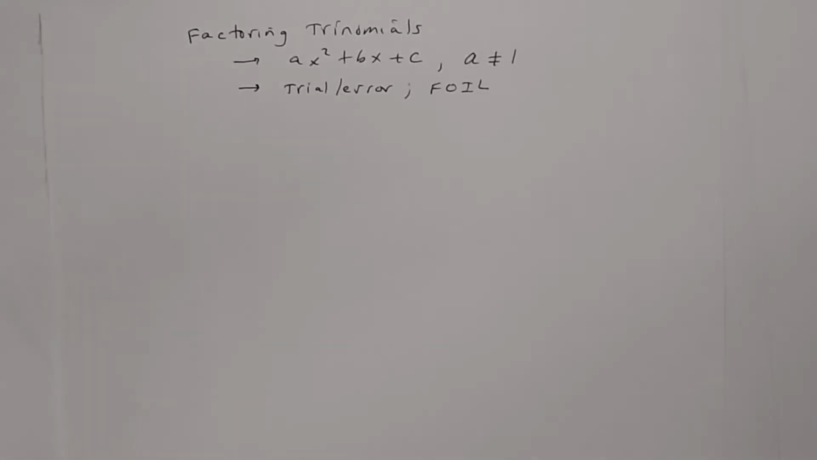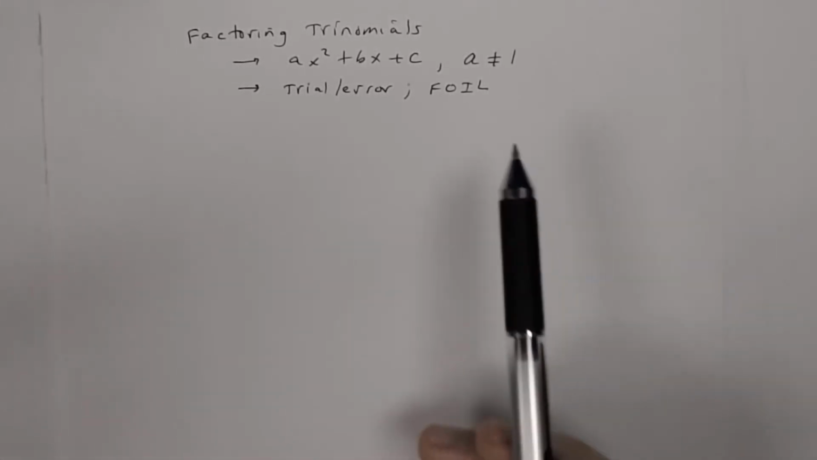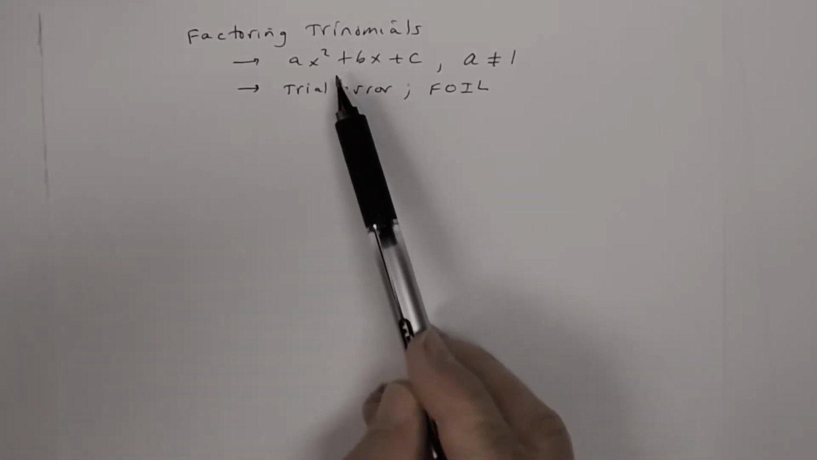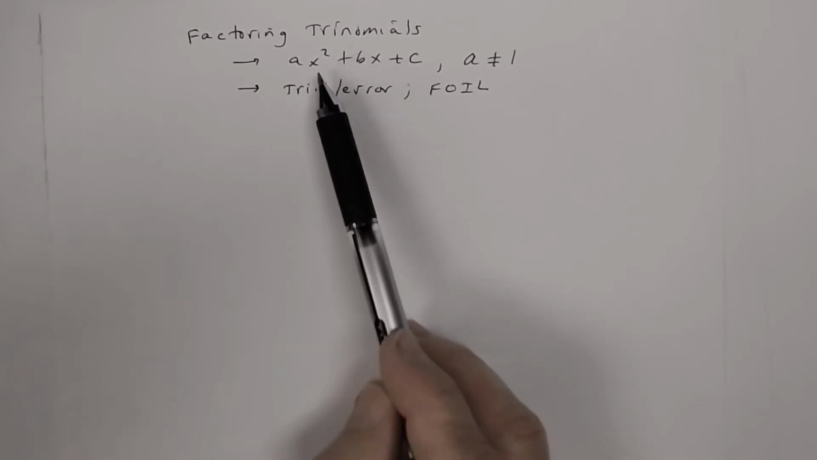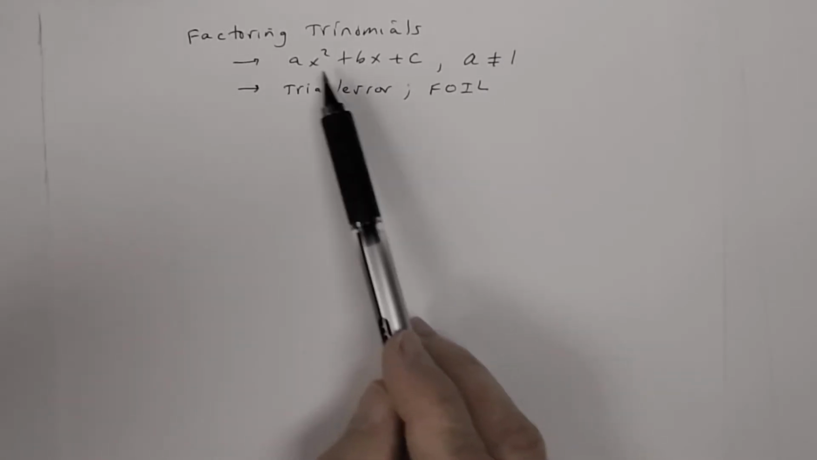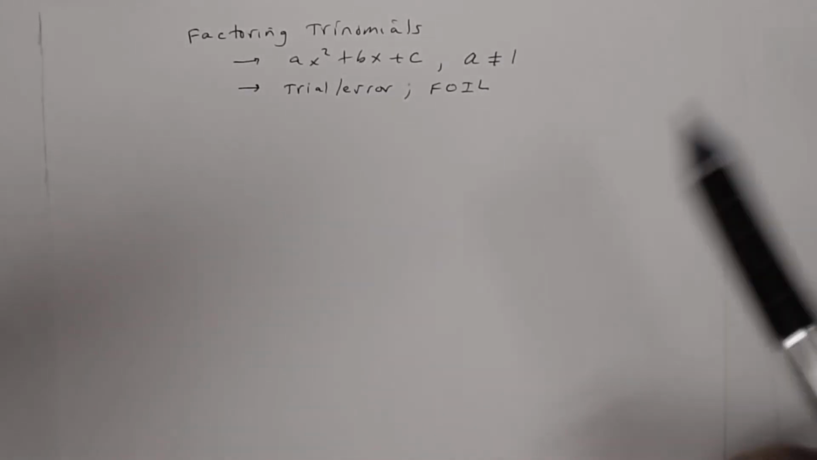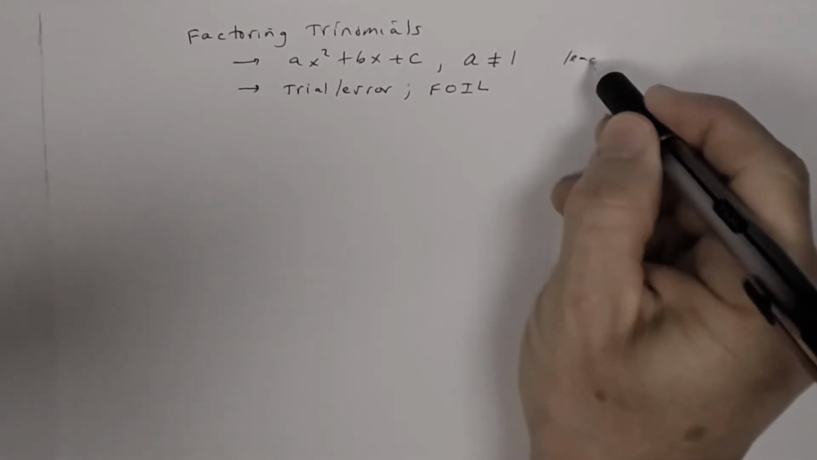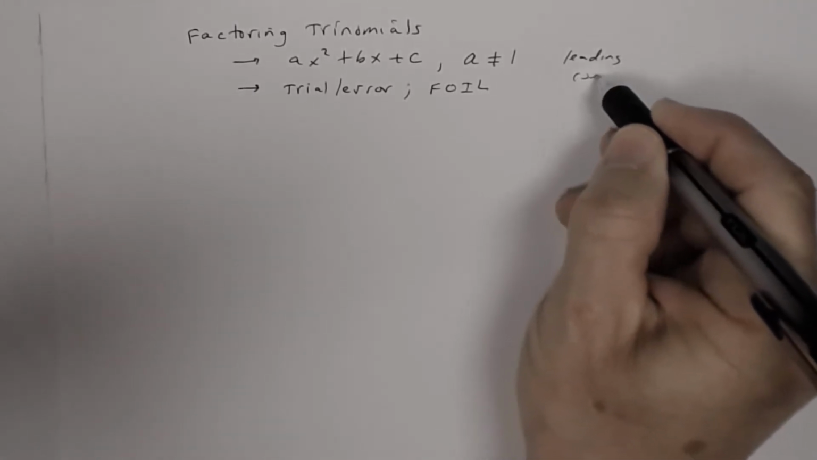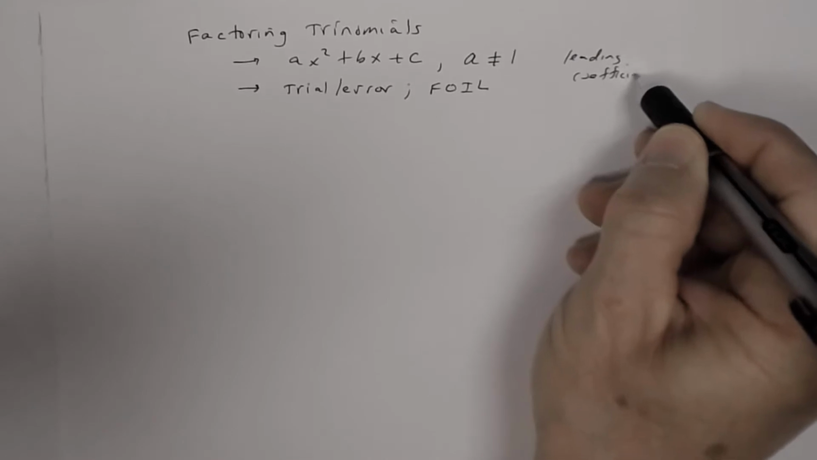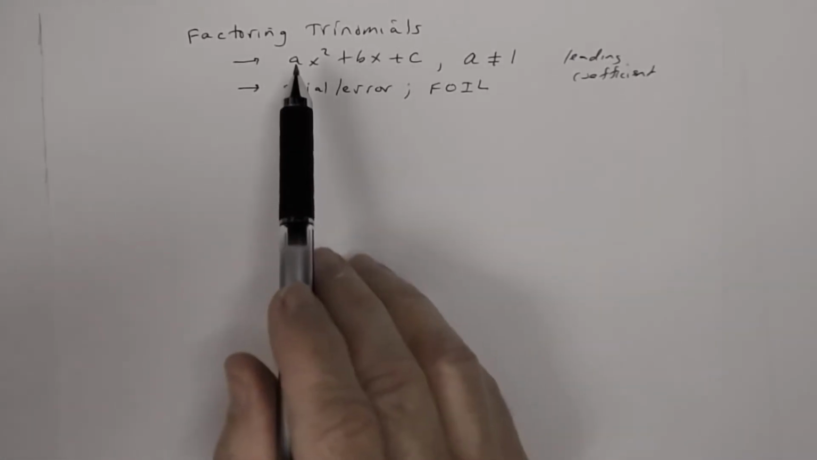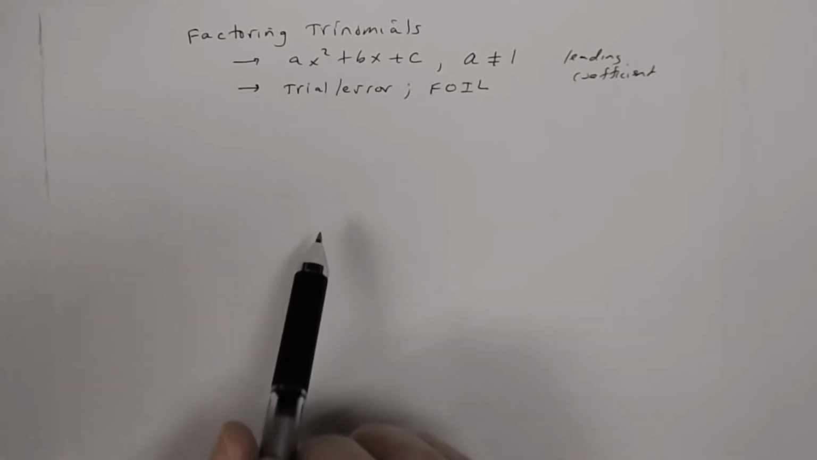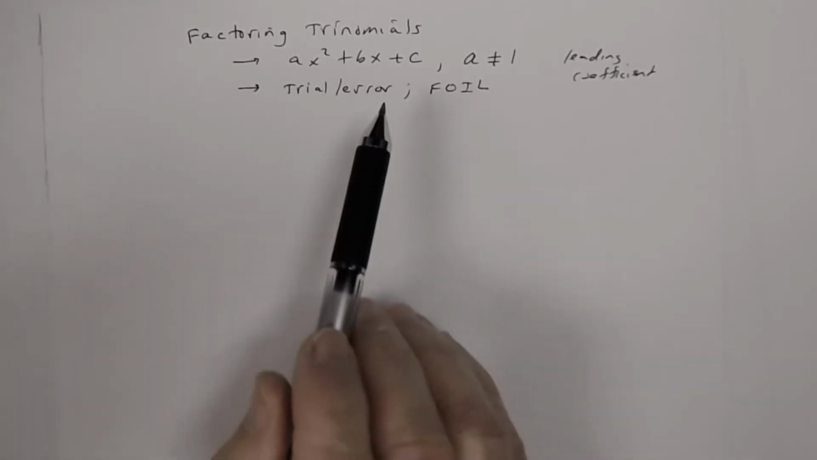Okay, so in this lesson we're going to look at factoring trinomials of the form ax squared plus bx plus c. And in this case, the coefficient of x squared, which is called the leading coefficient, so remember the leading coefficient, will not be 1. In the previous lesson, the leading coefficient was 1. So in this case, it's not 1.